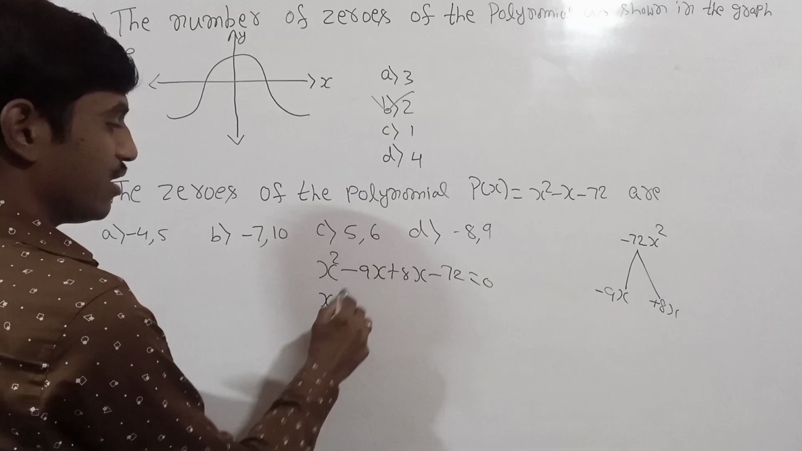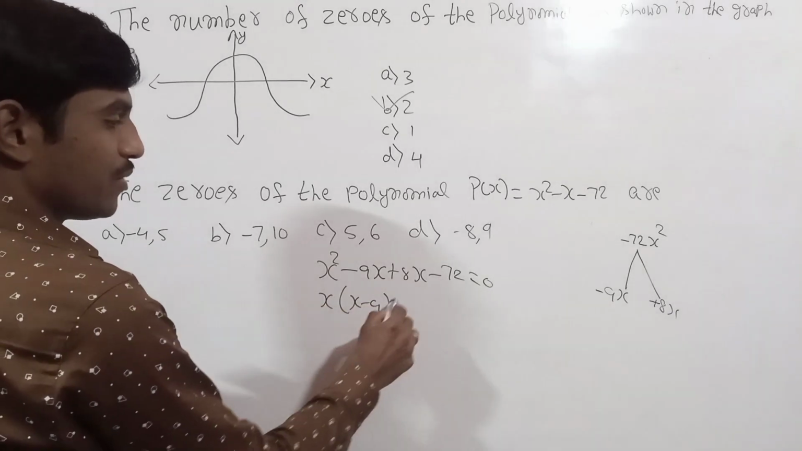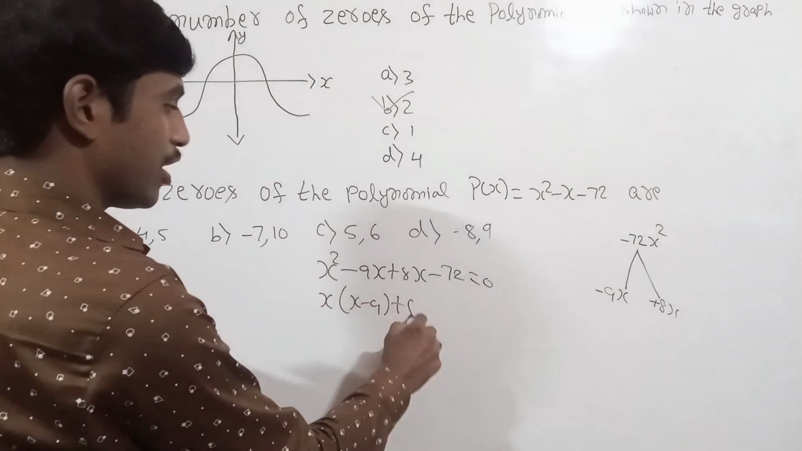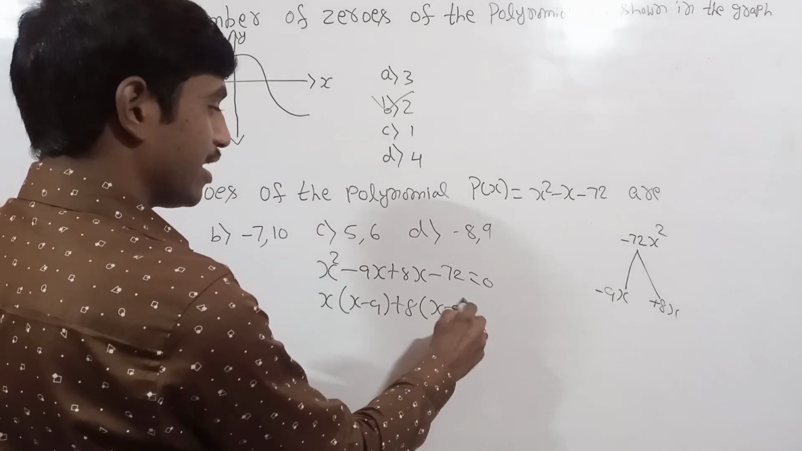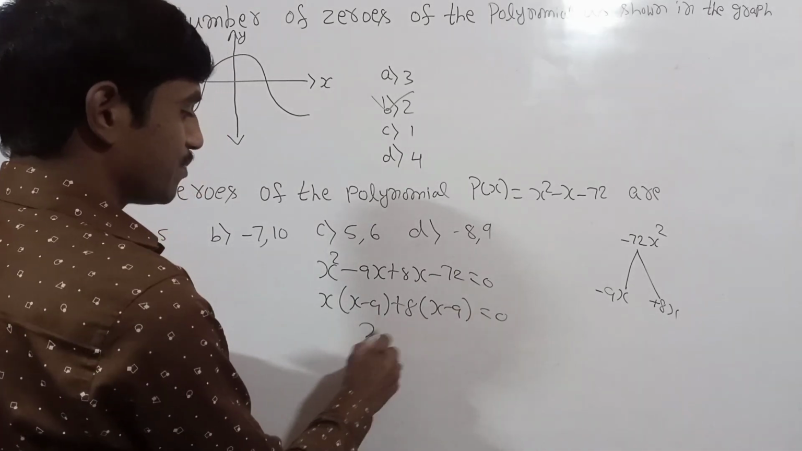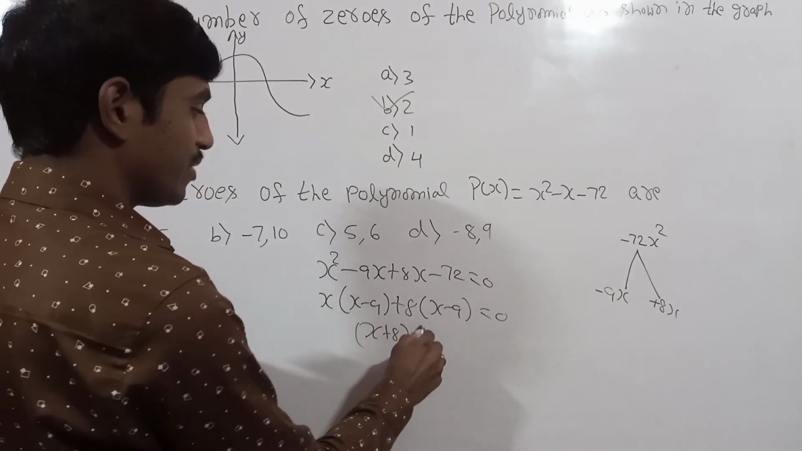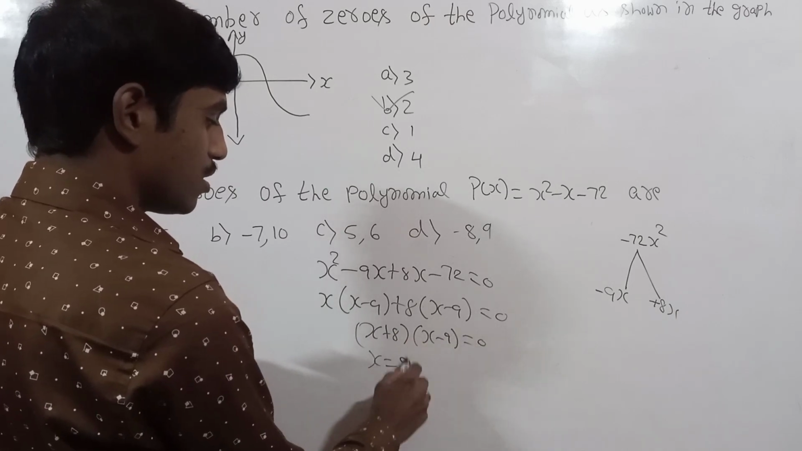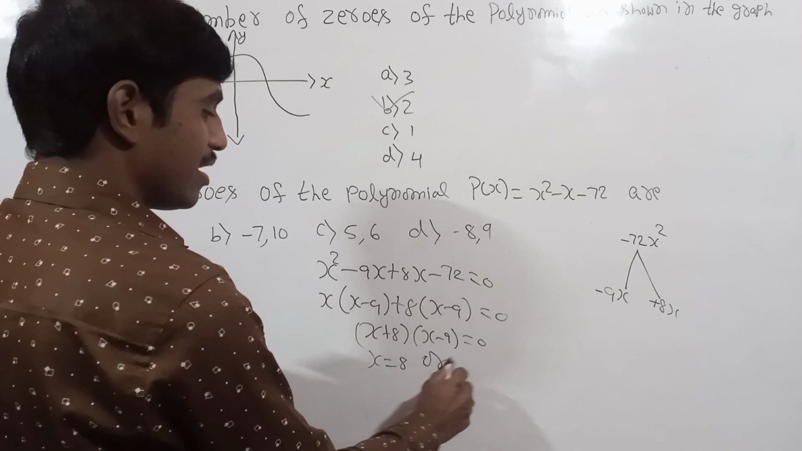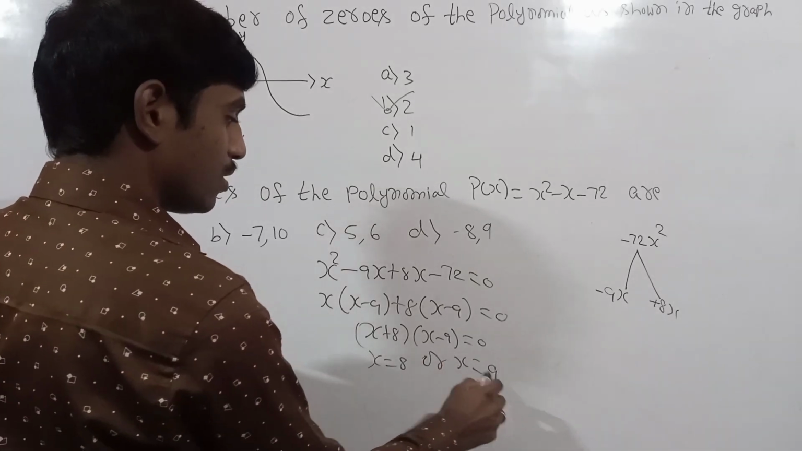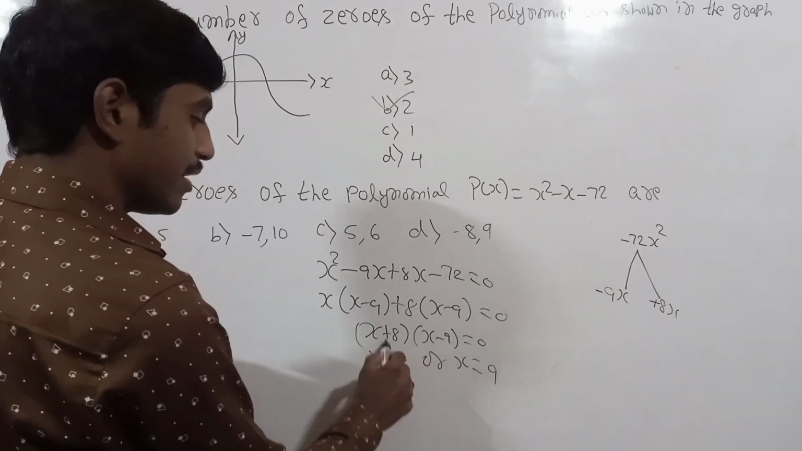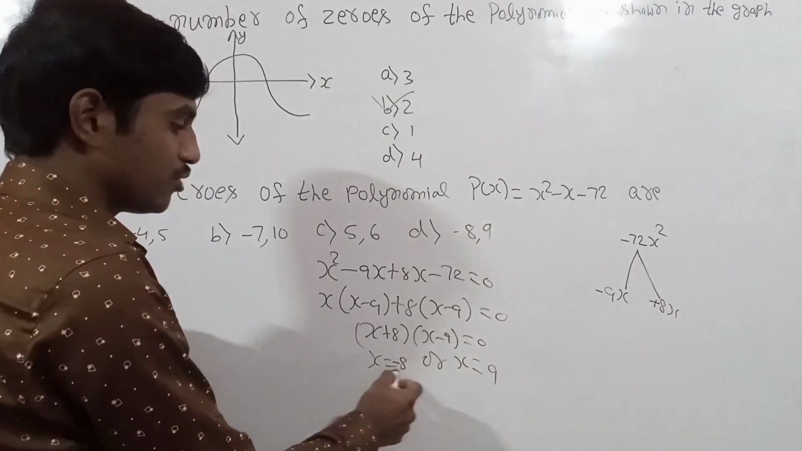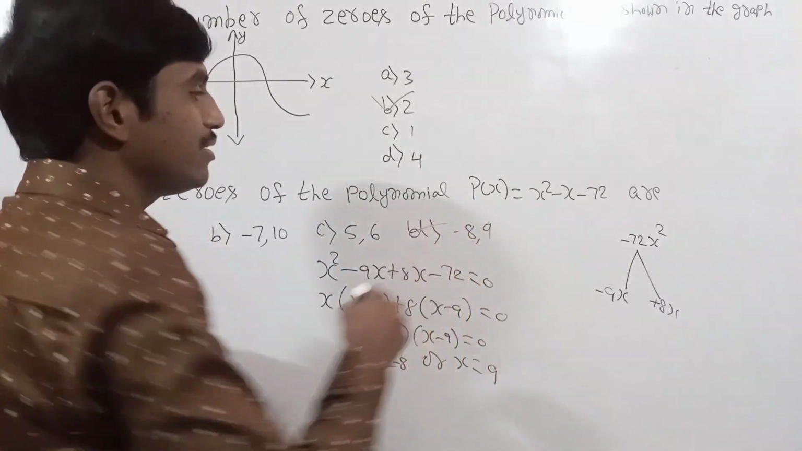If we take x common here, x minus 9 plus 8, if we take 8 common here, 8 times x minus 9 equals 0. So x plus 8 into x minus 9 equals 0. So x equals minus 8 if you shift that side, or x equals 9. So minus 8 comma 9 is the answer, which is option D.